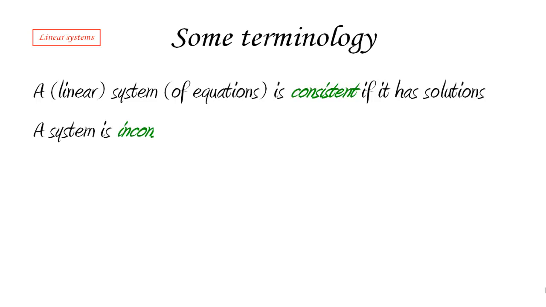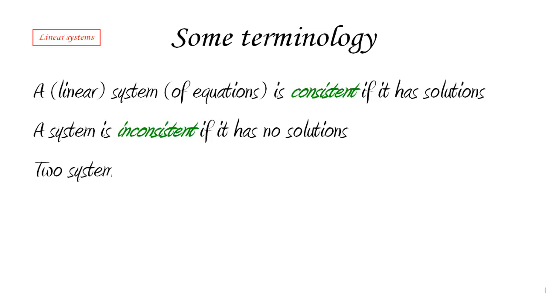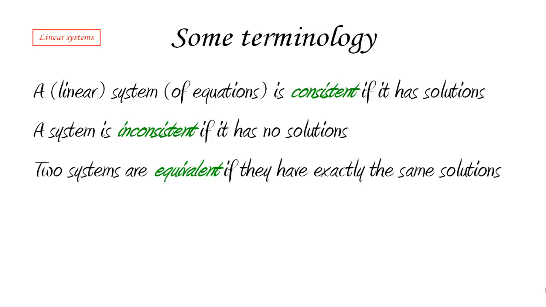A system is inconsistent if it has no solutions, and this can happen. Maybe the equations are set up in such a way that any vector that satisfies one of them cannot possibly satisfy the other one, or one of the other ones. In other words, we don't have the condition that all of the equations be satisfied. That condition is not true. Also, two systems are said to be equivalent if they have exactly the same solutions. So any solution of one system is going to be a solution of the other system as well, and vice versa.